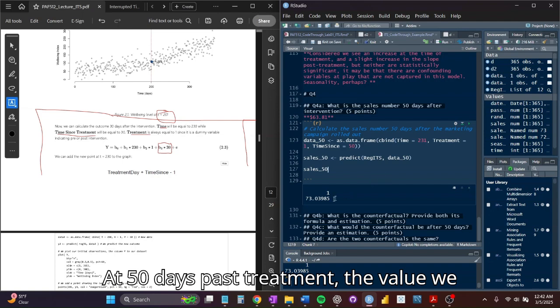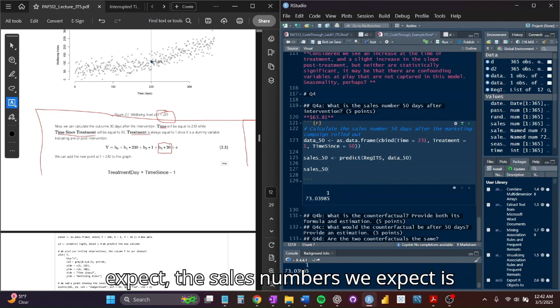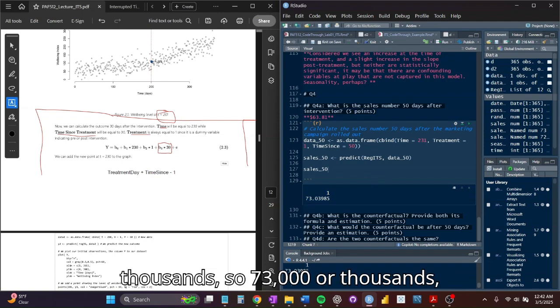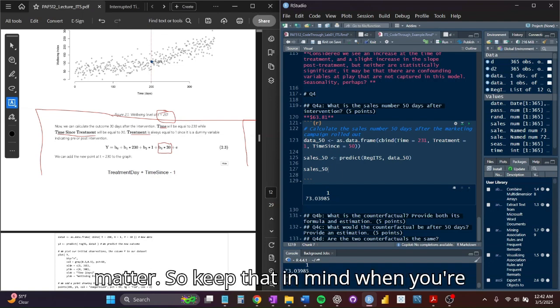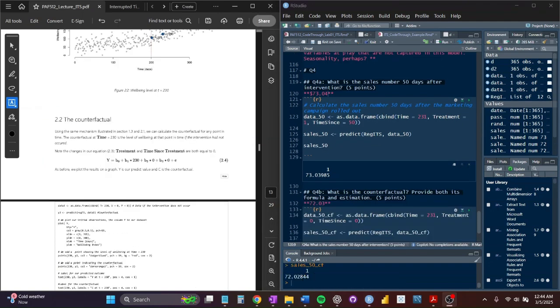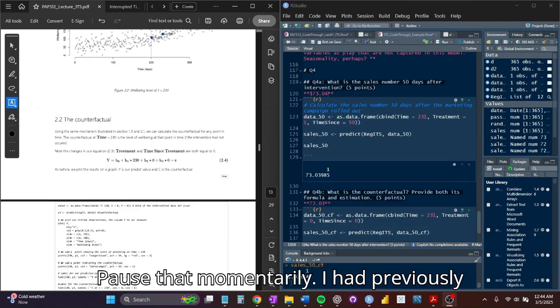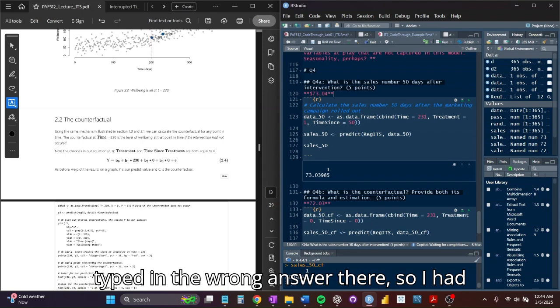So at 50 days past treatment, the sales number we expect is 73. We'll call this in the tens of thousands, so 73,000, or thousands, whichever you prefer. It doesn't really matter, so keep that in mind when you're doing these next questions. You can pause that momentarily. I had previously typed in the wrong answer there, so I had to correct that.